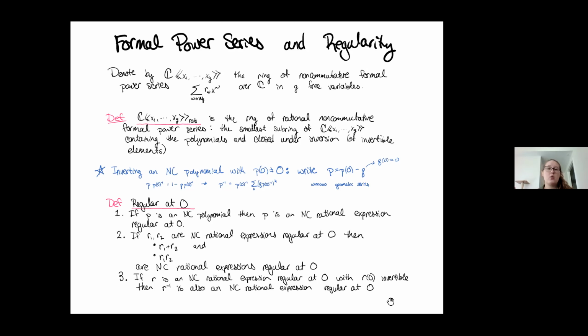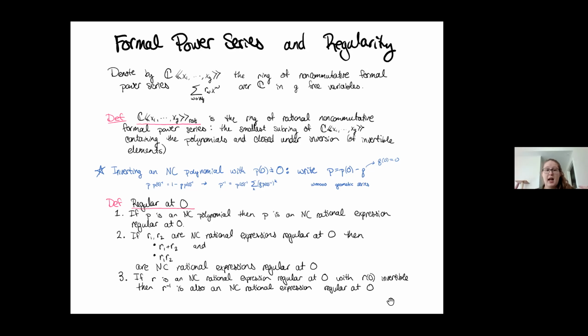So here we're going to say C adjoin with double brackets, our variables, is the ring of non-commutative formal power series over C in g free variables. So here, when I say formal power series, I'm not even thinking convergence thoughts. I'm just saying, is it a power series? Sweet. So write it out. It looks like this. I'm not going to think too much about convergence.